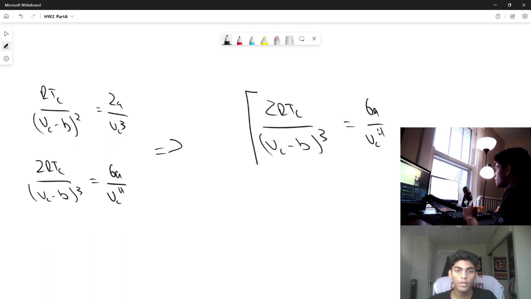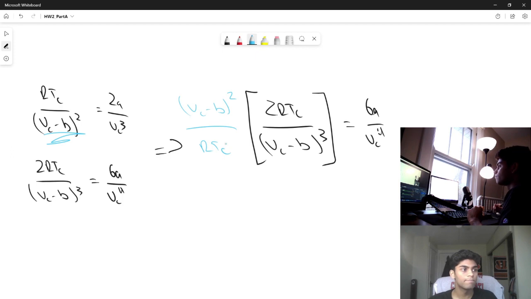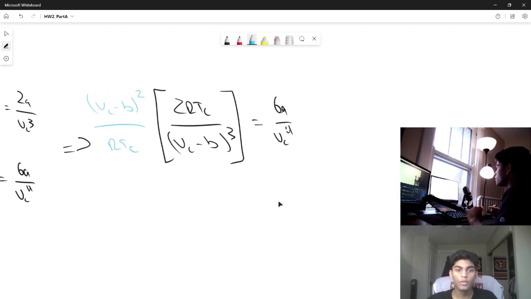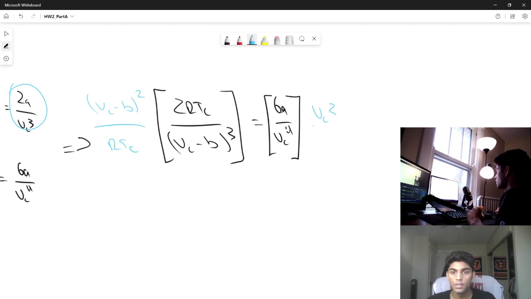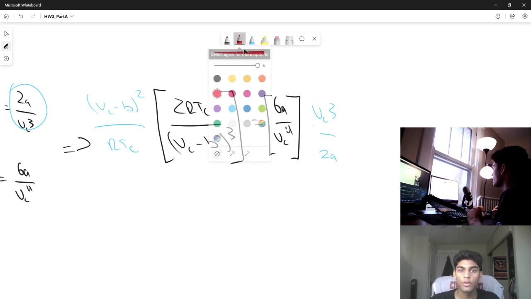And we are going to multiply this side by this over here. So we're going to multiply by the reciprocal: (Vc - b) squared over RTc. And we're going to do the same for the other side. So multiply this one by the reciprocal of the other function right there. It's going to be Vc cubed over 2a. And now essentially we're just going to go through and cancel everything out.